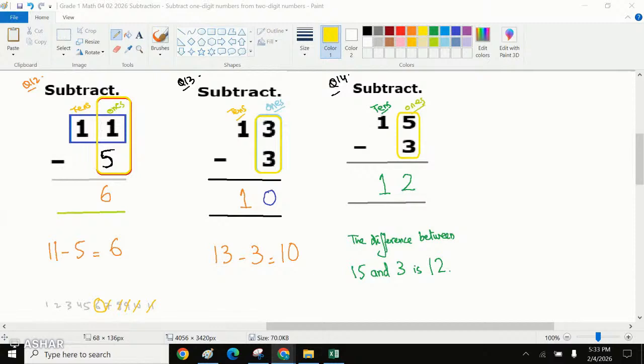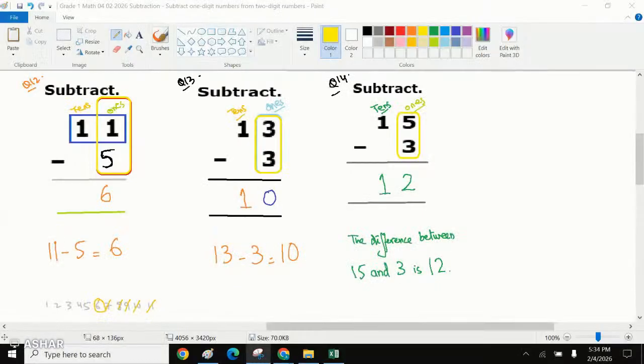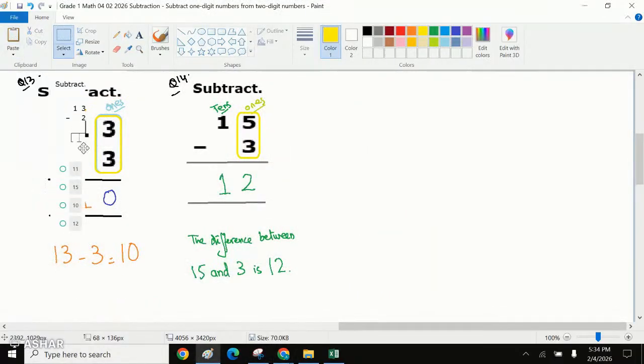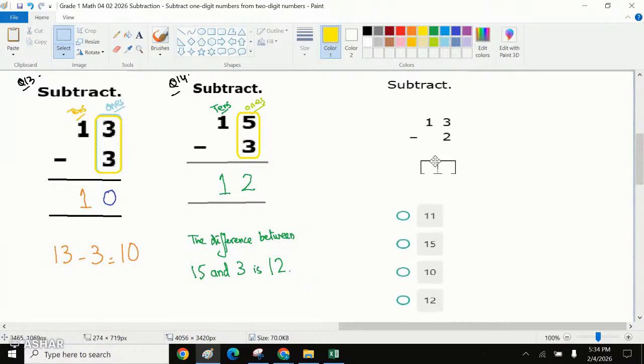Okay, let's begin with the test. Just a moment, please. I'll copy down the first question. They're saying 13 minus 2. Okay, let's move ahead. This is question number 1 from the test. Let's do it together, and the remaining questions you can always complete at home, okay?